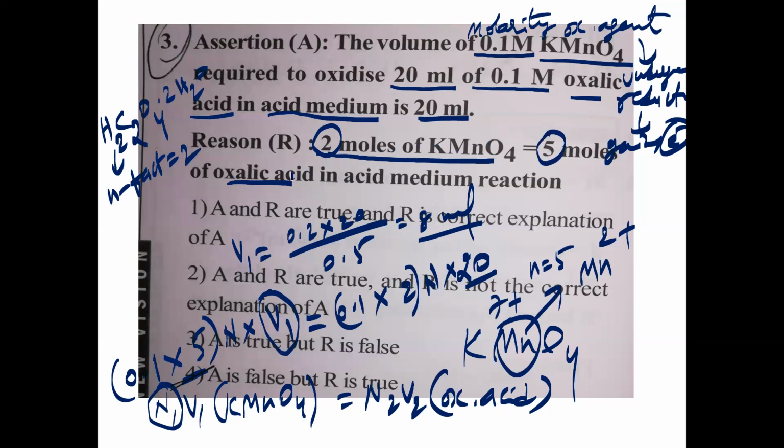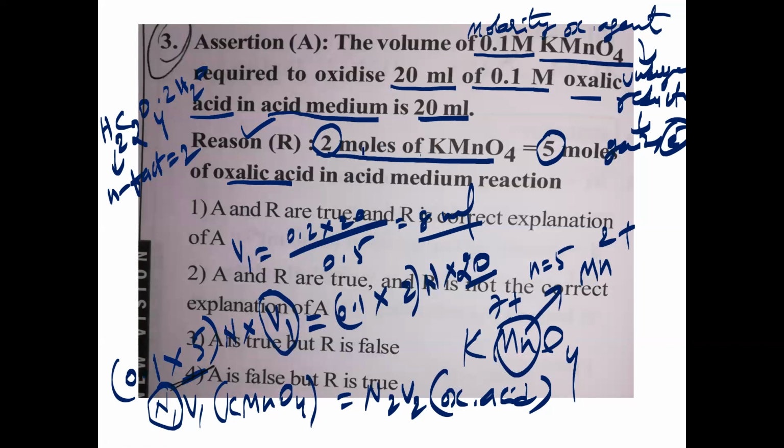5 moles of oxalic acid means the 5 is the N factor of KMnO4 in acidic medium. And what is this 2? 2 is the N factor of oxalic acid. So this reason is correct here. Reason is correct. So 2 into N factor of oxalic acid into KMnO4. These many moles of KMnO4 will be required to neutralize N factor of KMnO4 into number of moles of oxalic acid.